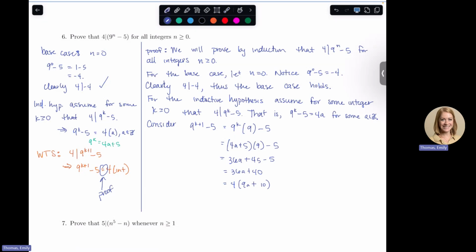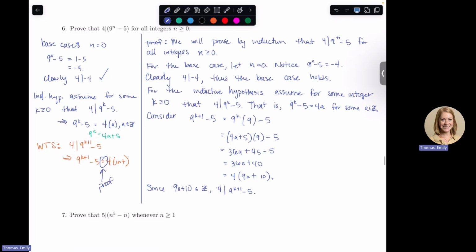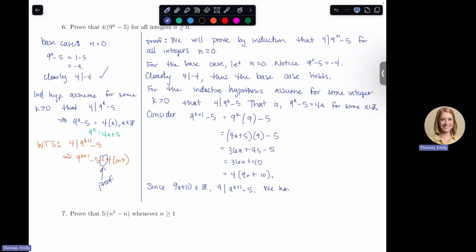So we'd say something like, since 9a plus 10 is in Z, 4 divides 9 to the k plus 1 minus 5. We have shown 4 divides 9 to the n minus 5 for all integers n greater than or equal to 0.